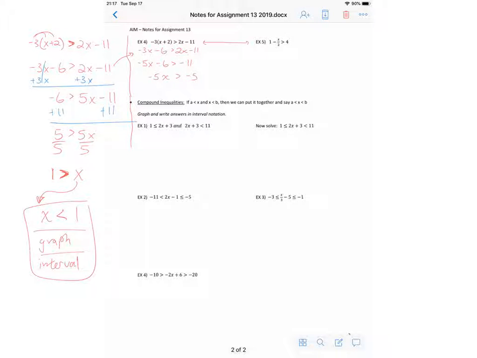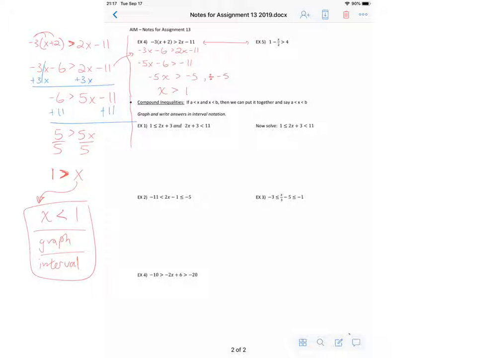So I'm going to divide both sides by negative 5. And I get x is greater than 1. Well, hang on a minute. If I'm doing the exact same problem, I should get the exact same answer. This x is less than 1. This x is greater than 1. This doesn't make any sense. I should be getting x is less than 1.